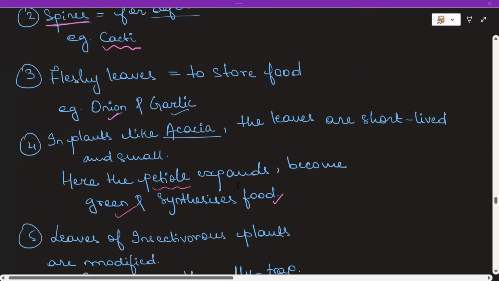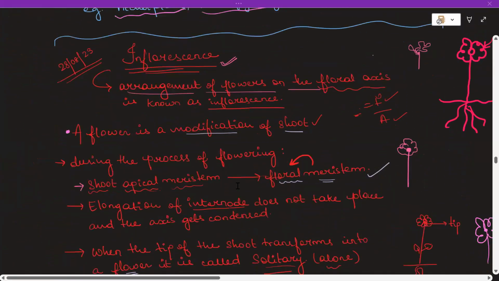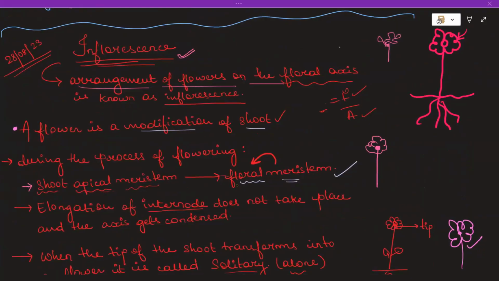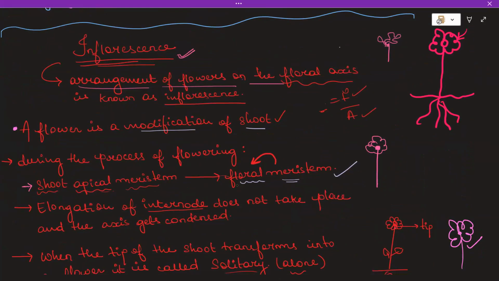Thank you. Then, talking about the next thing, that is the inflorescence. Now, when we talk about inflorescence, it is the whole entire arrangement of flowers on the floral axis. You might have seen so many different kinds of flowers with so many different kinds of arrangements. So inflorescence is basically the arrangement of flowers. The way the flowers are arranged on the floral axis is what we call inflorescence.